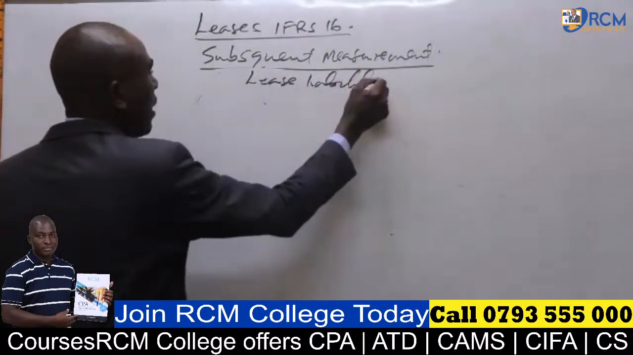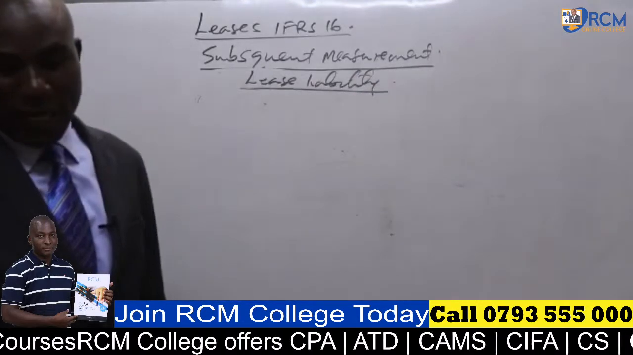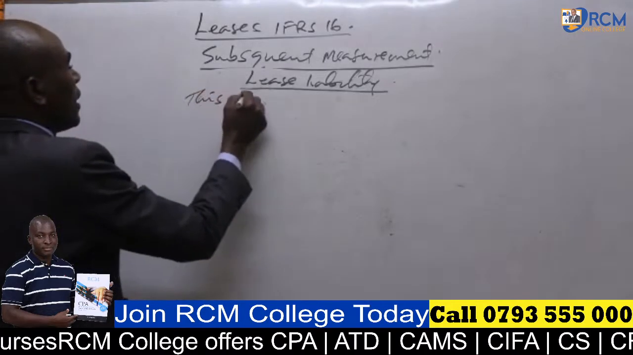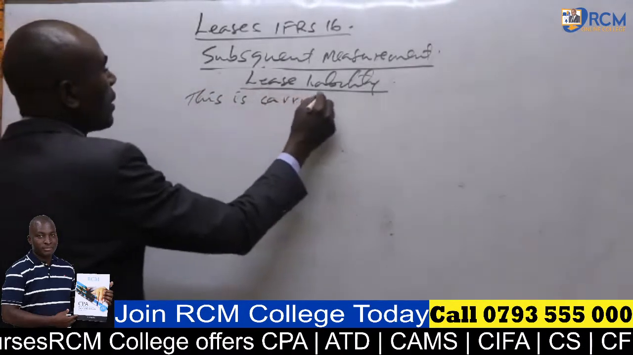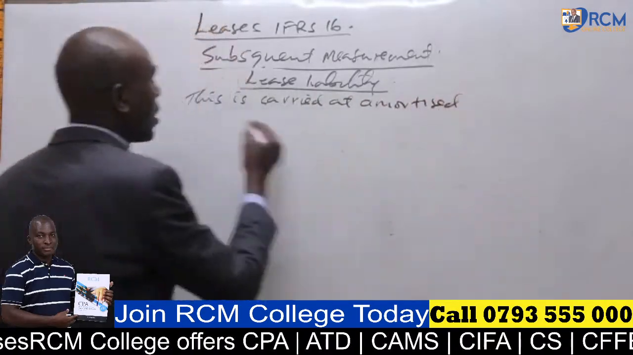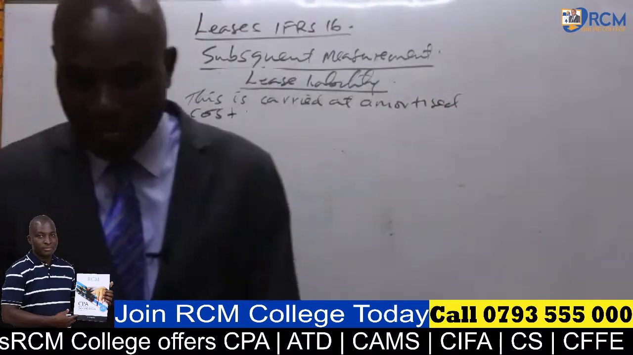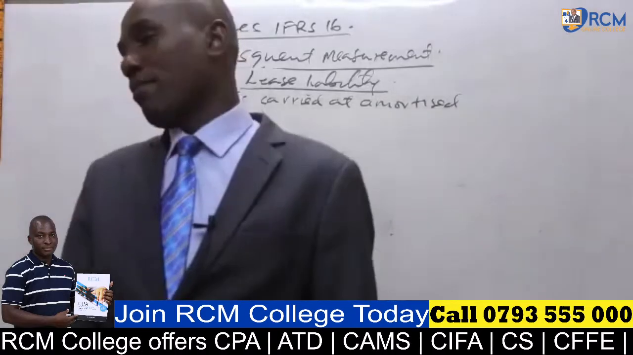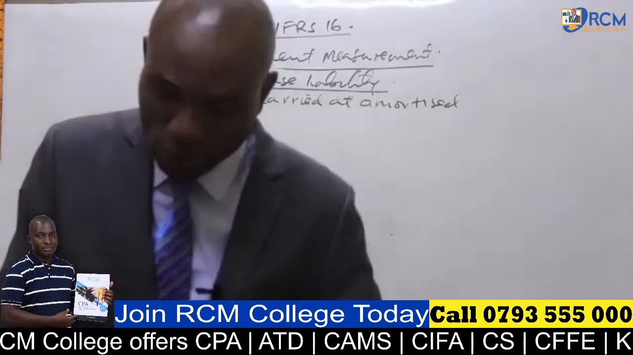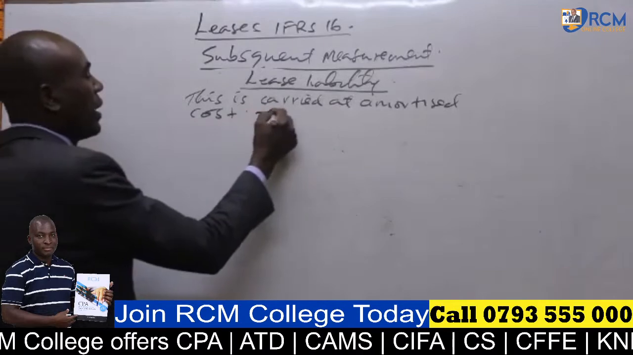Subsequent measurement. How do we measure lease liability? That is subsequent measurement. We say this is carried at amortized cost. The lease liability is carried at amortized cost. It is carried at amortized what? Cost.